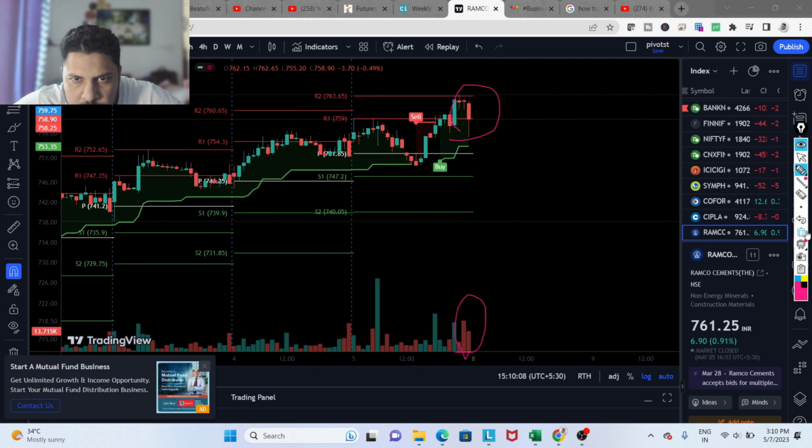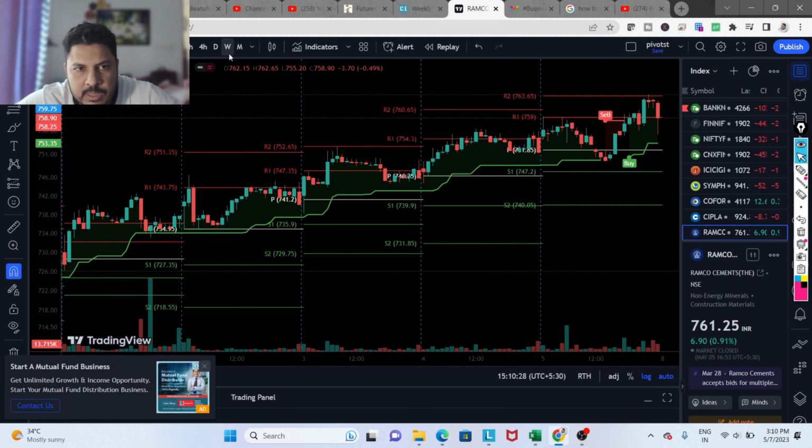Okay, so let's wait for a candle to close above this. There has to be a candle closing above this level, only then we can start moving up. So that will be the direction of this stock. So this week we have only one stock which is satisfying this condition. So let's see how it goes.